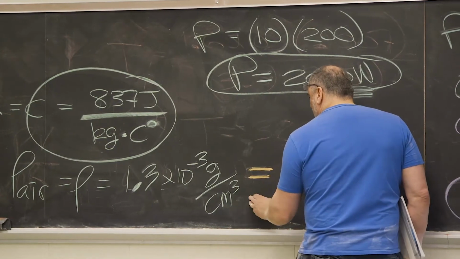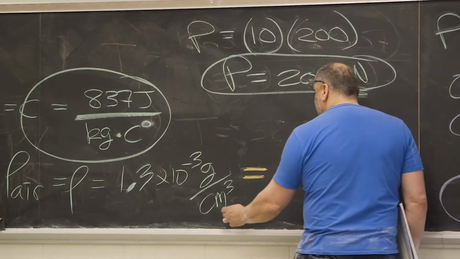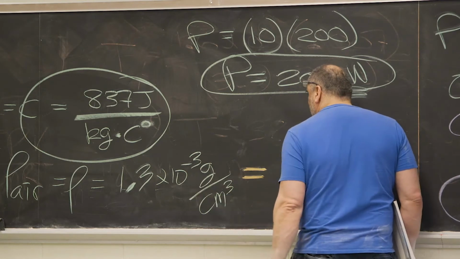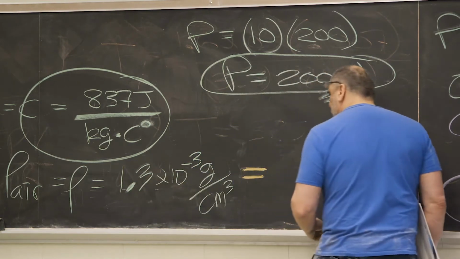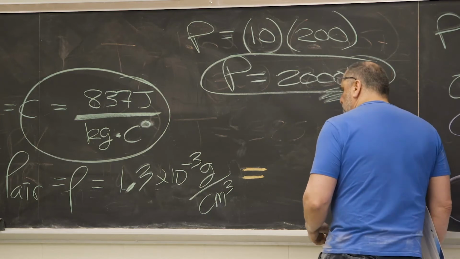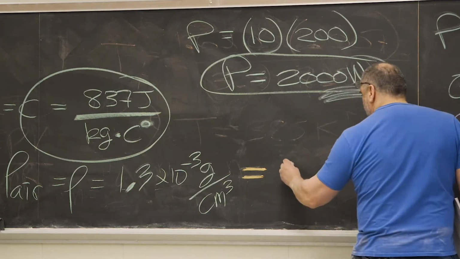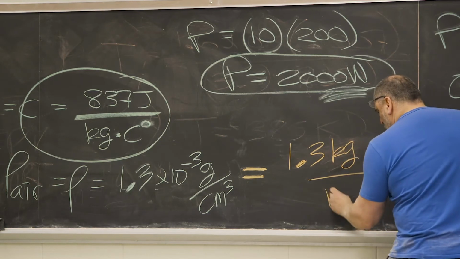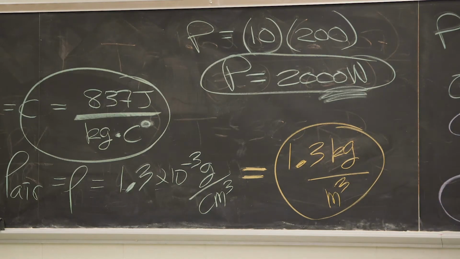A million over a million. A million times 1 cubic centimeter, a million cubic centimeters, is 1 cubic meter. A million times 10 to the negative 3 is 10 to the positive 3. 1.3 times 10 to the positive 3 is 1,300 grams. 1,300 grams is 1.3 kilograms per cubic meter. If you want to use the more accurate one, 1.29 kilograms per cubic meter, go ahead and do so.